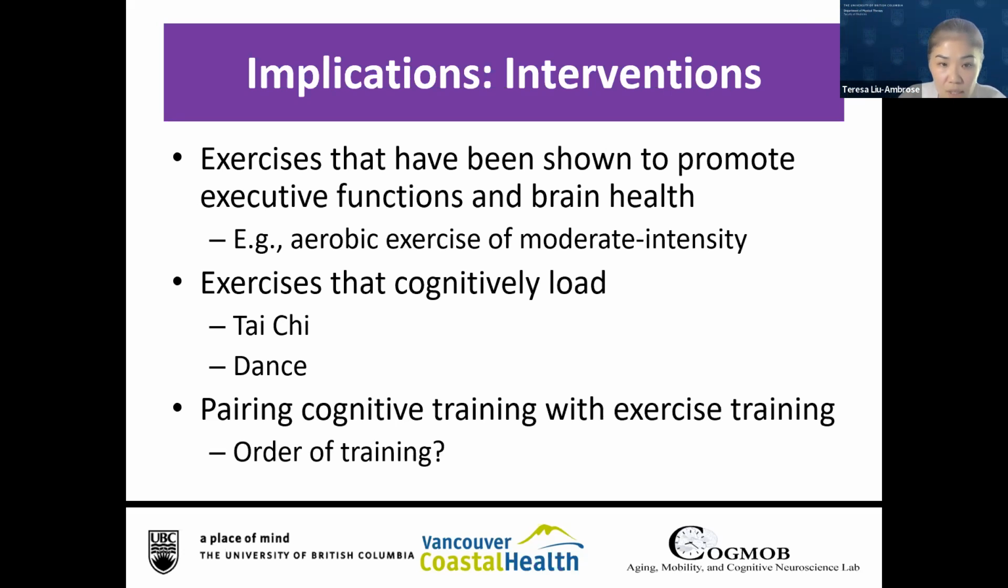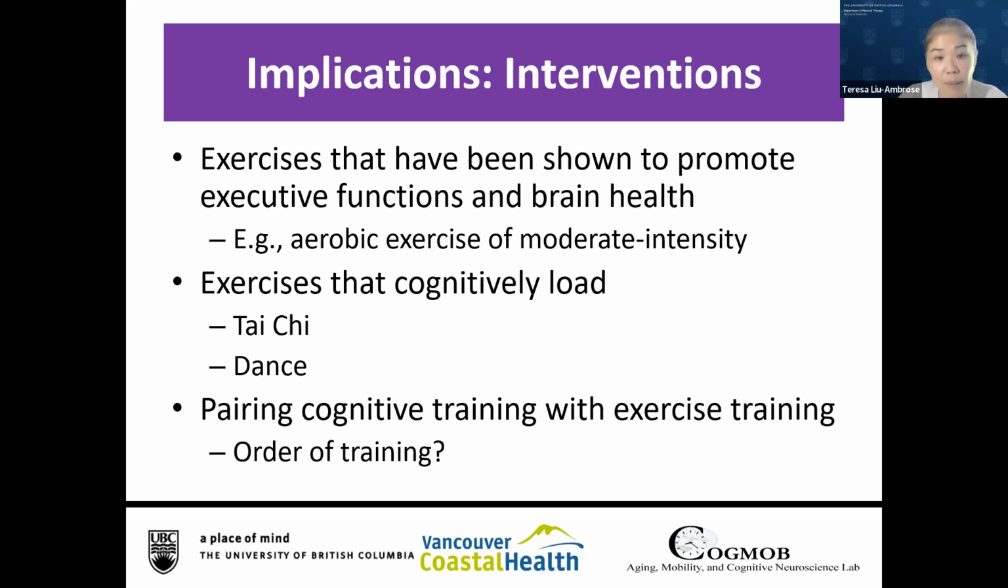Tai Chi has come up as a mode of exercise that challenges individuals both physically and cognitively, because there are very specific sequences and motor patterns involved. Dance has come up quite a bit as well, although I think that depends on the individual you're working with. It could be too complex, so it has to be tailored to the individual.